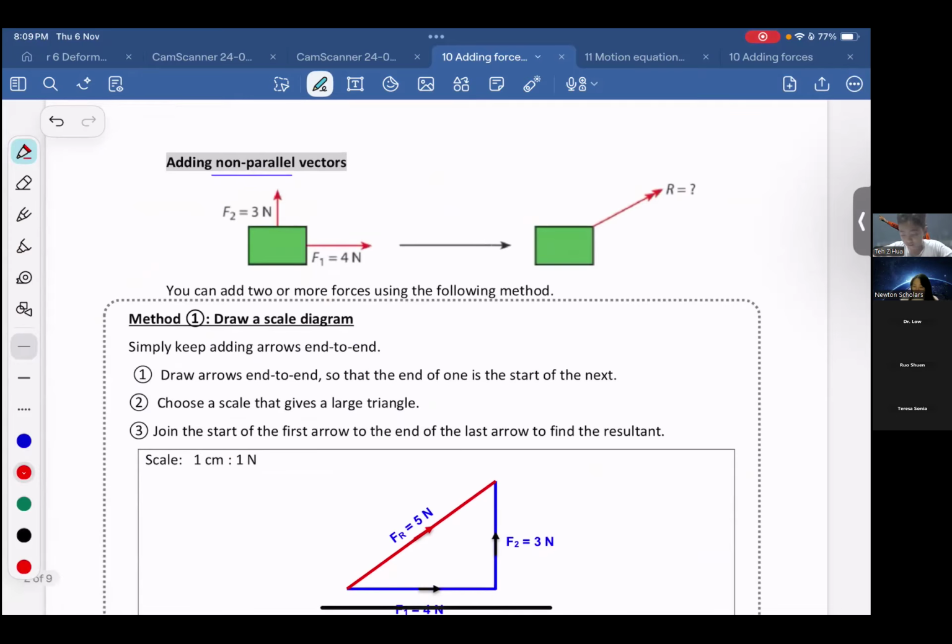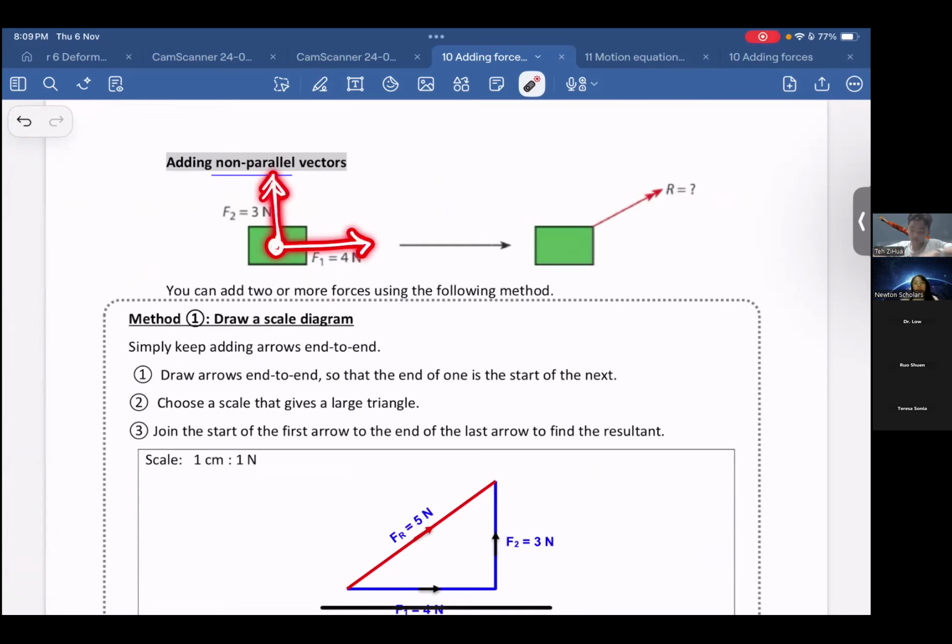Boys and girls, let's say the box here. Imagine this is you. One of your friends is pulling you upward, another friend is pulling you in this direction, and another one is pulling you in another direction, which is 90 degree here. Which direction will you follow? Will you follow the 3 Newton or the 4 Newton? My answer is you won't follow either one, but you will move in between them. When they're pulling you, you're moving in this direction. This is the force that you experience, which is called the resultant force.